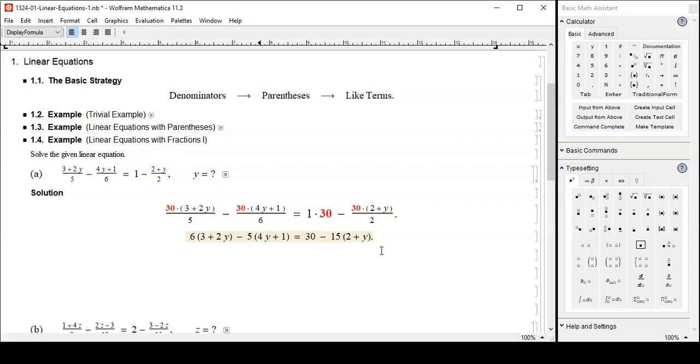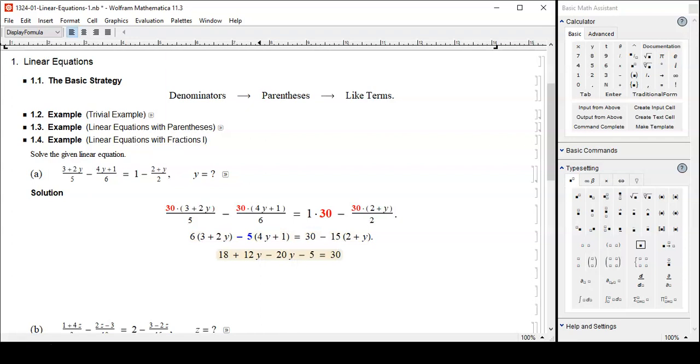Alright, next. Let's break out the parentheses. We went through this before, but here's a good exercise, so let's do it. Distribute around 6. 18 plus 12y, and then negative 5 times 4y, so negative 20y. Oops. And then negative 5 times 1. So you have to distribute negative 5 to this one and that one.